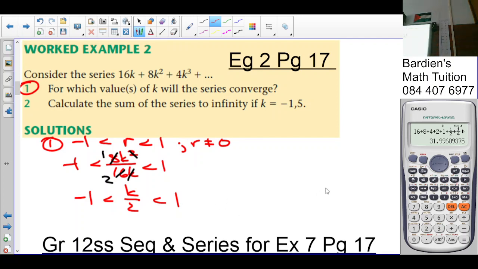Okay. So we simplified T2 over T1 there. So that gave us K over 2. So how do I get K on its own? I multiply throughout by 2. So negative 1 times 2 is negative 2, K, 2. So your R value is K over 2. So therefore K is never equal to 0. But as I said this year, they won't penalize you anymore.